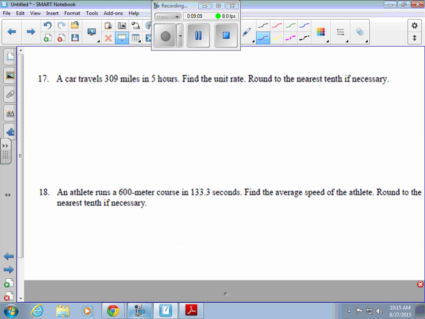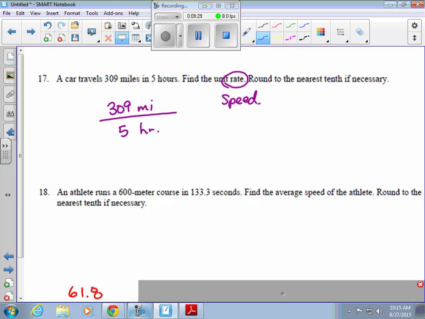Number 17 says a car travels 309 miles in 5 hours. Find a unit rate. Remember, rate is synonymous with speed. So you're going to take 309 miles divided by 5 hours. When you divide 309 miles by 5 hours, you're going to get 61.8, because it tells us to round to the nearest tenth, if necessary, miles per hour, or per 1 hour.